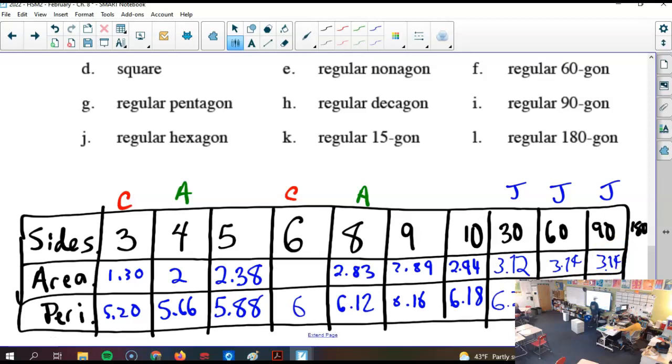Wait a minute. I haven't done the 180 because I think I screwed it up. If we were to make a conjecture, the 60-gon and the 90-gon match.